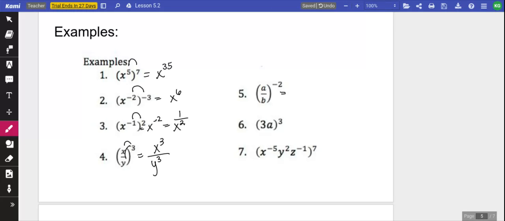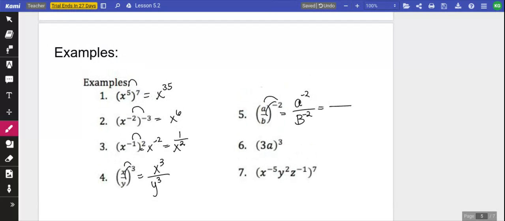Number 5 gets distributed to both, so a to the negative 2nd, b to the negative 2nd. They are both negatives, which we can't have, so they both need to flip. So if I flip the a, it goes to the bottom to become positive, and if I flip the b, it should go to the top to become positive.